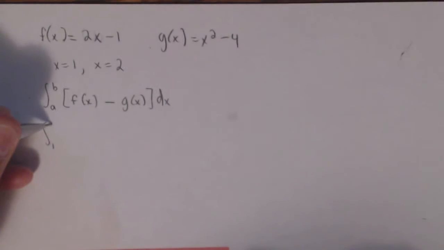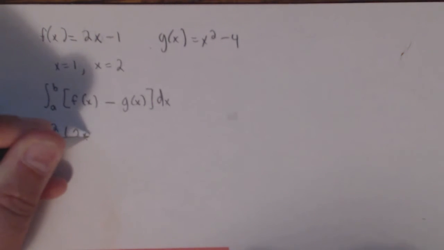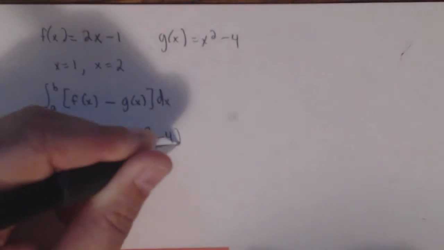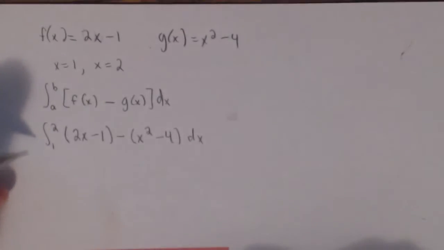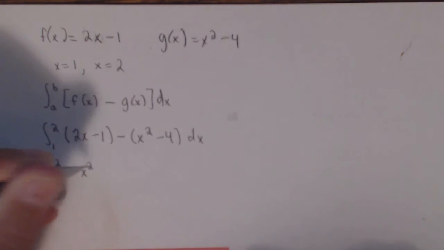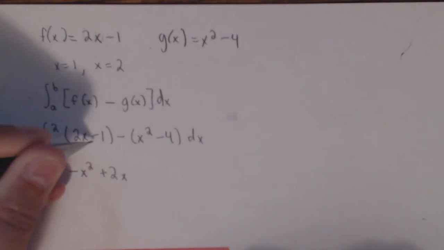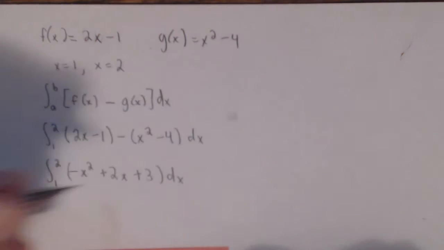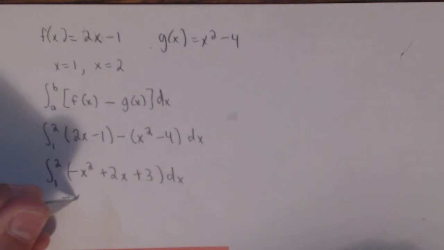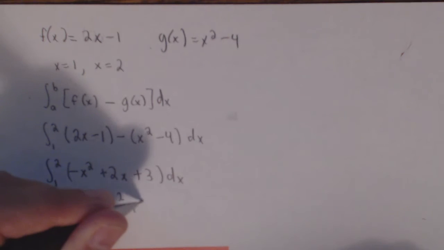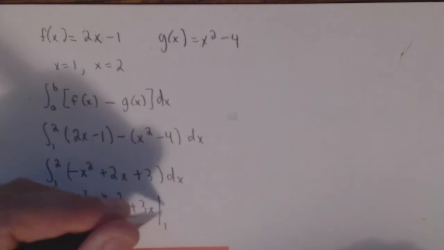So from 1 to 2, we have f of x, 2x minus 1, minus g of x, x squared minus 4, dx. So if you're doing this on paper, you're probably going to want to just combine these like terms, which would be negative x squared plus 2x minus 1 minus a negative 4 is positive 3. And then take the antiderivative, which would be negative x cubed over 3 plus 2x squared over 2, which is just x squared, plus 3x, and evaluate it from 1 to 2.